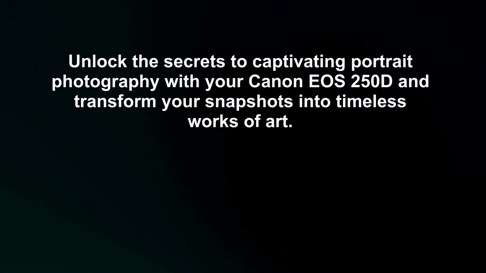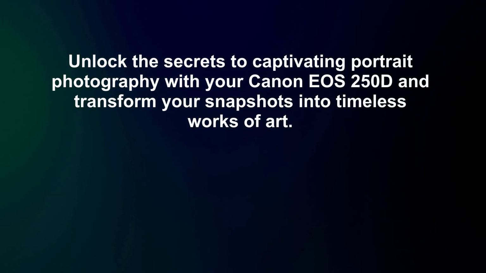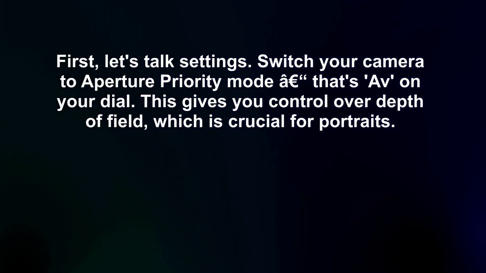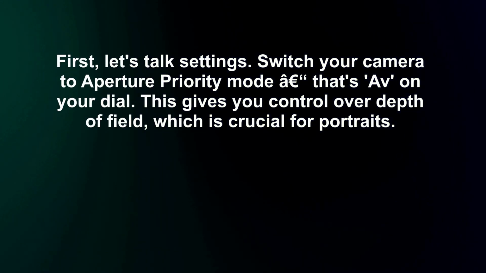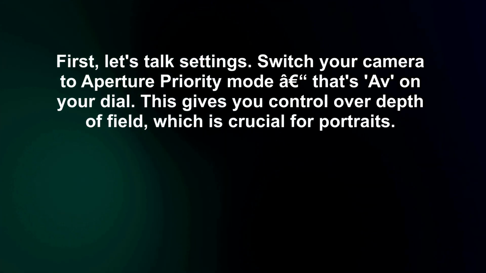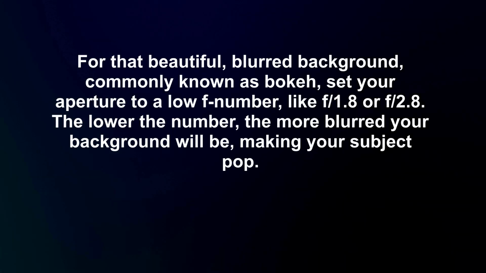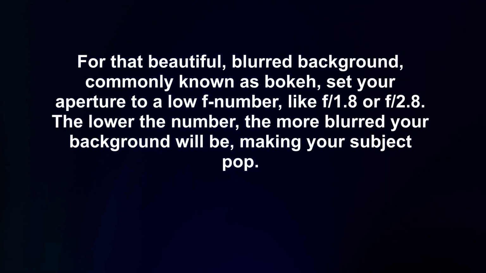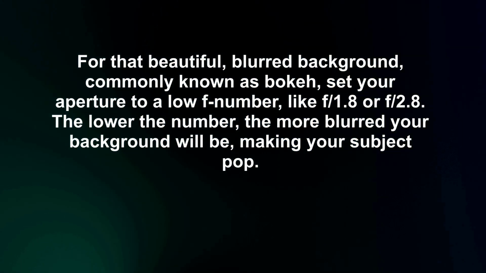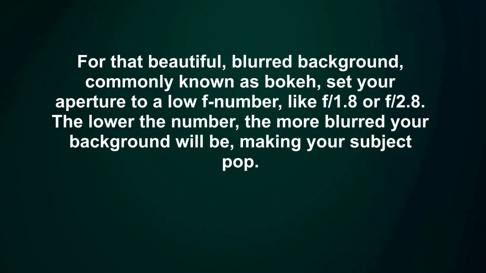Unlock the secrets to captivating portrait photography with your Canon EOS 250D and transform your snapshots into timeless works of art. First, let's talk settings. Switch your camera to Aperture Priority Mode, Av, that's on your dial. This gives you control over depth of field, which is crucial for portraits. For that beautiful, blurred background, commonly known as bokeh, set your aperture to a low f-number, like f/1.8 or f/2.8. The lower the number, the more blurred your background will be, making your subject pop.